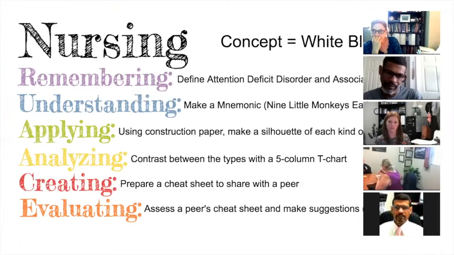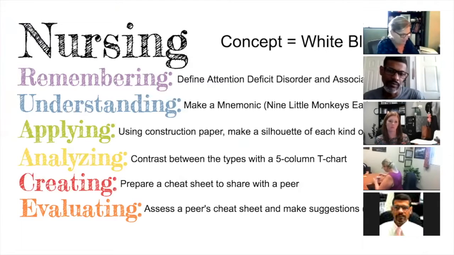Yep. So at the application level, what you could do for your students to help solidify the idea of white blood cells is have them use construction paper or colored paper to make a silhouette of each kind, because each white blood cell typically has things on the outside, if you're not aware of that. Those things allow the white blood cells to do specific tasks within the body. So you could have them do those silhouettes so they could recognize the features on the outside. On the analyzing level, you could have them contrast the types of white blood cells, all 5 of them, using a 5-column T-chart.